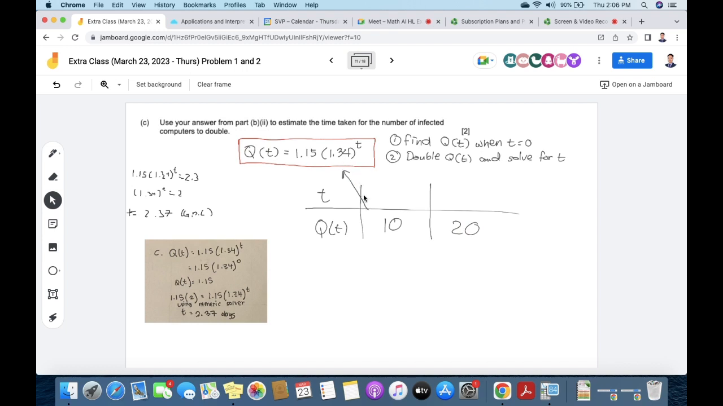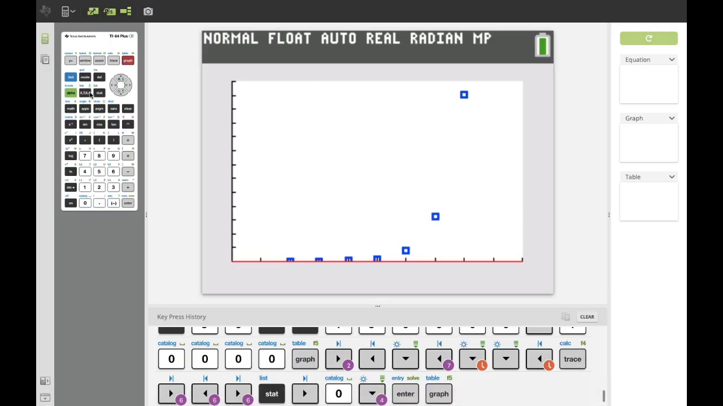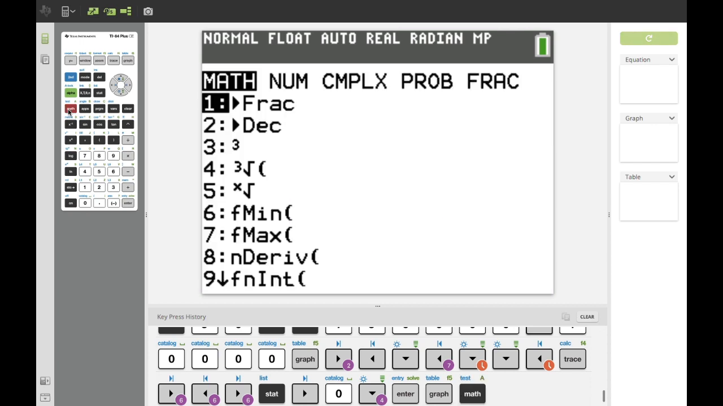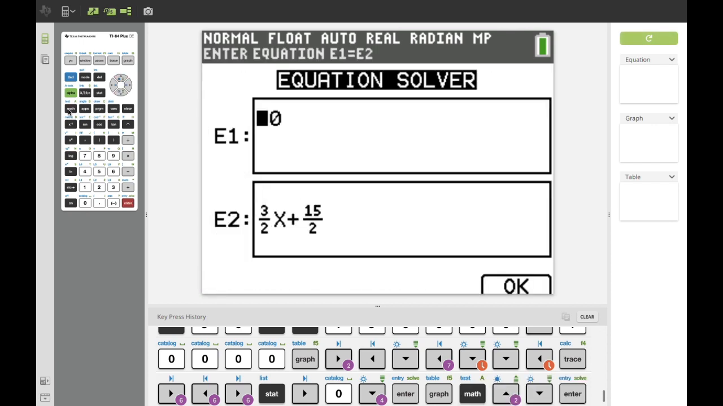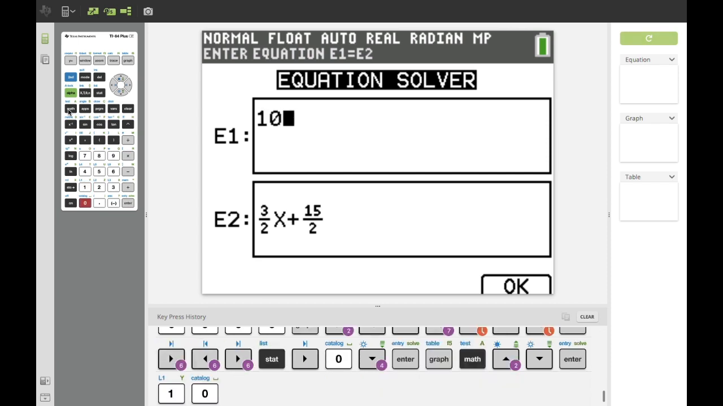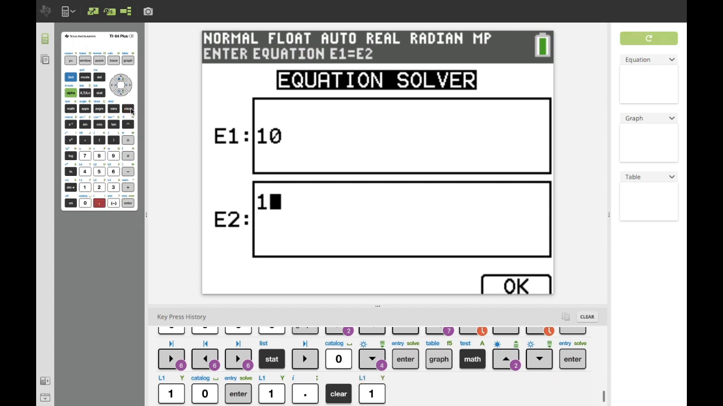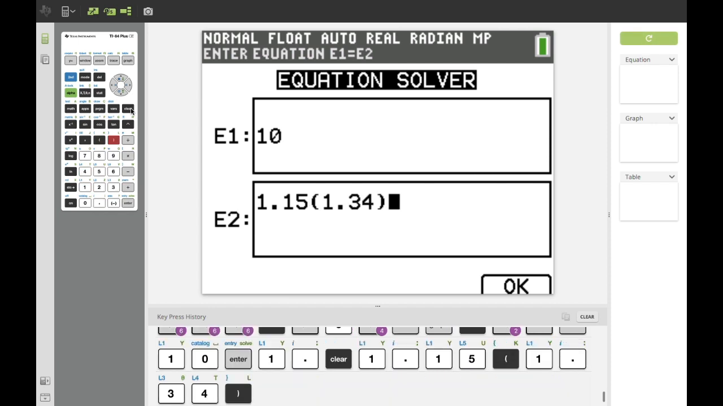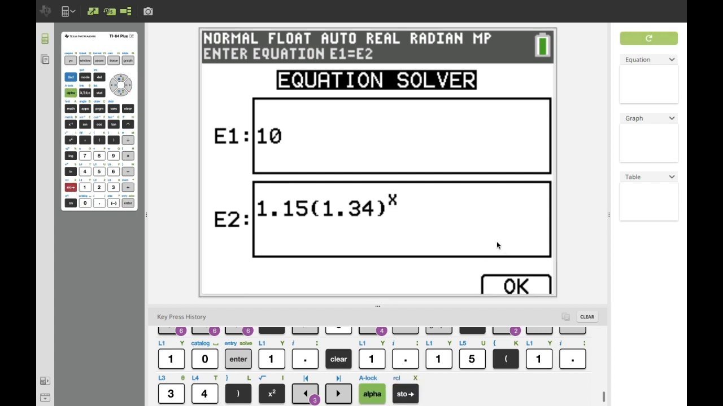So let's try to use 10. I'll go back to my numeric solver. Q of t is 10. Do you follow? And then my equation is, sorry, let me clear this one first. 1.15 times 1.34 to the power of x.